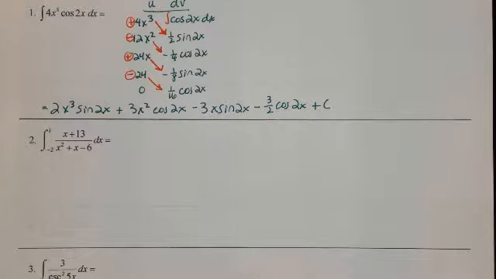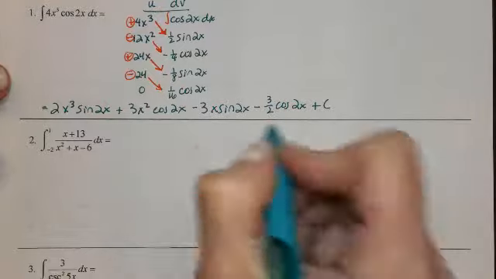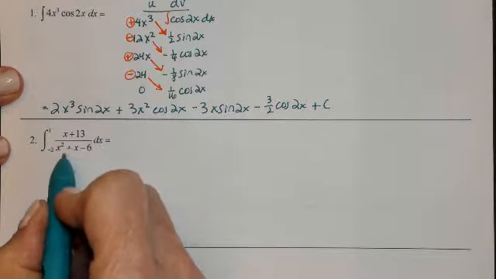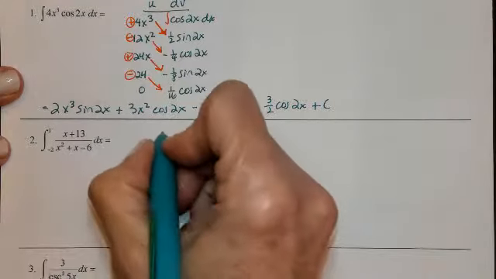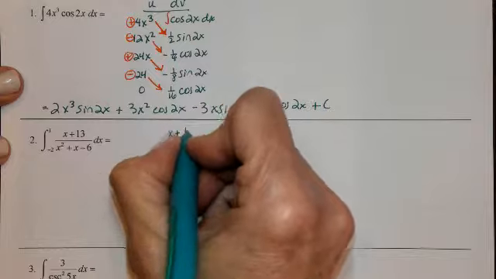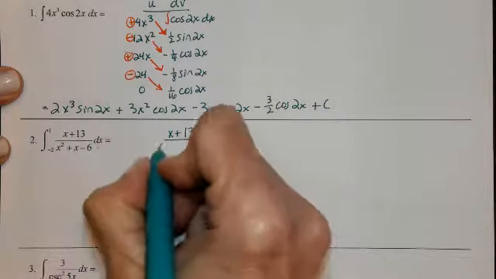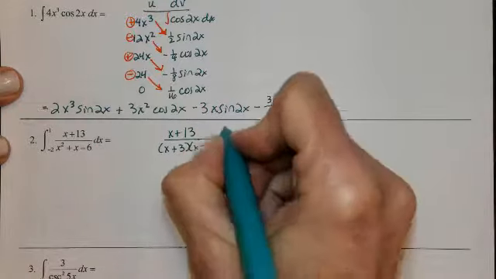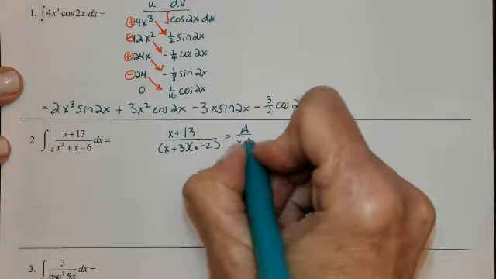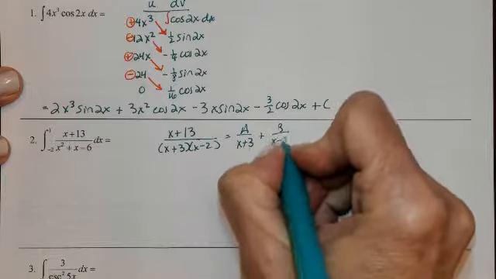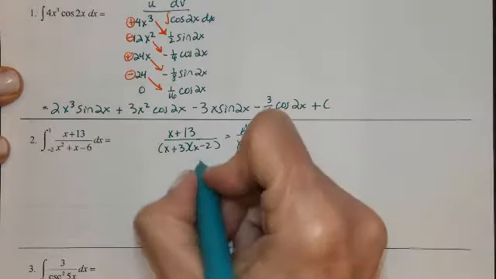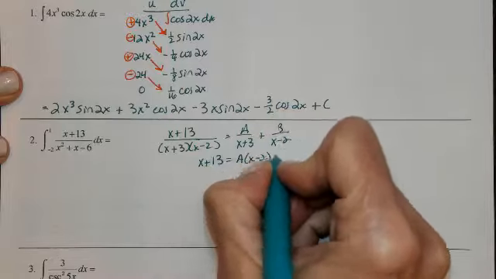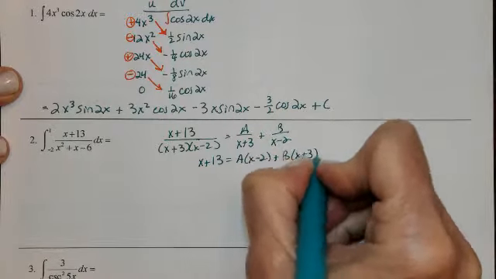In this one, we need to come off to the side and do our little partial fractions decomposition on it, because I see that the bottom can be factored, right? Bottom can be factored, so I'm going to come over here. X plus 13, and then this factors into x plus 3, x minus 2, a over x plus 3, b over x minus 2. Multiply both sides by that common denominator, and we get x plus 13 is a times x minus 2 plus b times x plus 3.